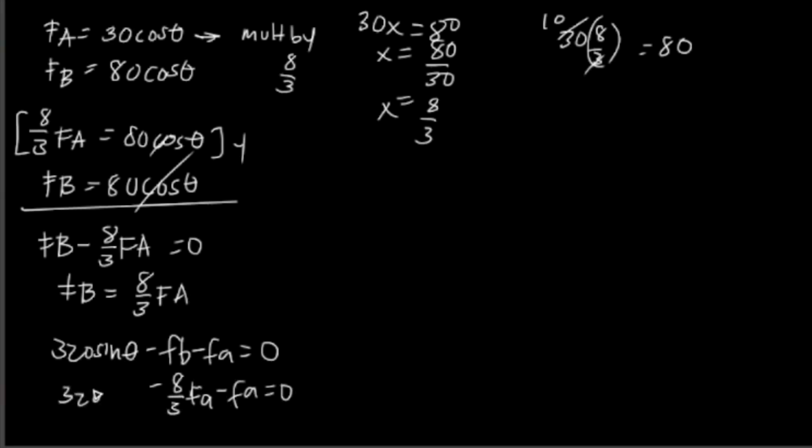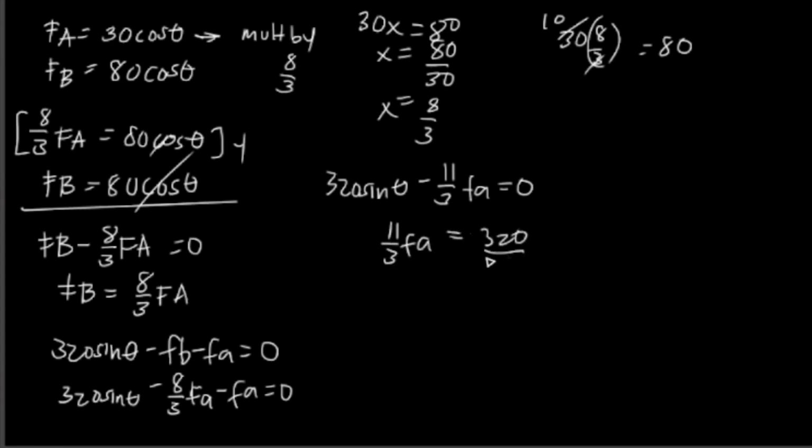320 sin theta. So, combine natin to. Negative 8 thirds minus 1, that will be negative 11 thirds. So, 320 sin theta minus 11 thirds FA is equal to 0. Para makuha natin yung FA, lipat natin sa right side, magiging 11 thirds FA is equal to 320 sin theta, over 11 over 3.